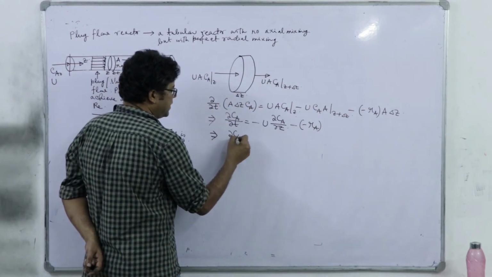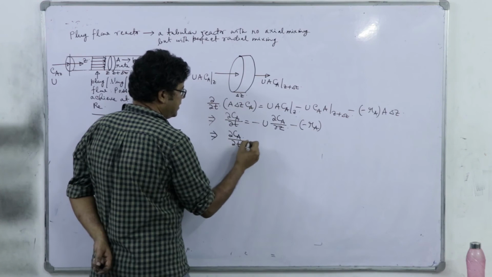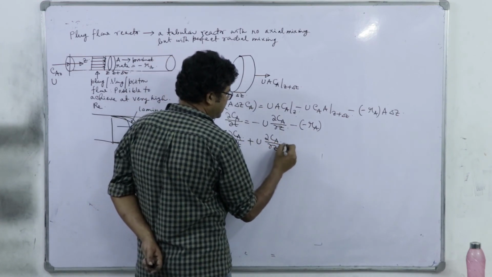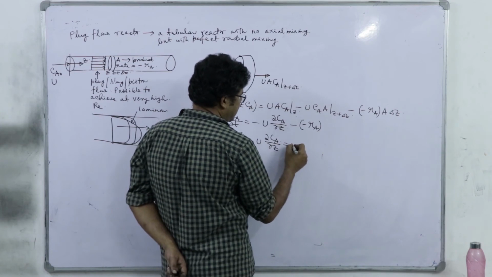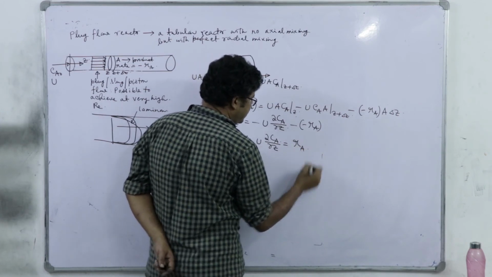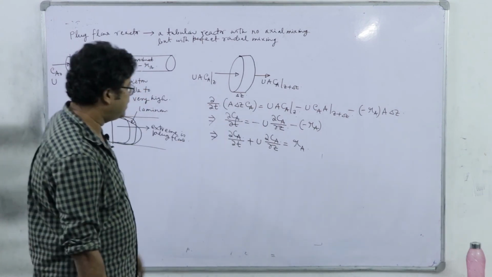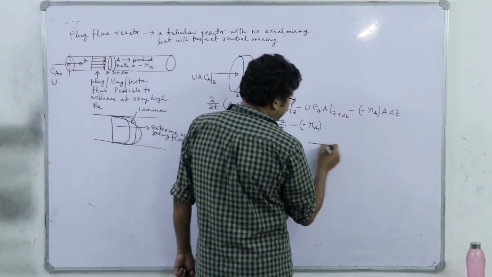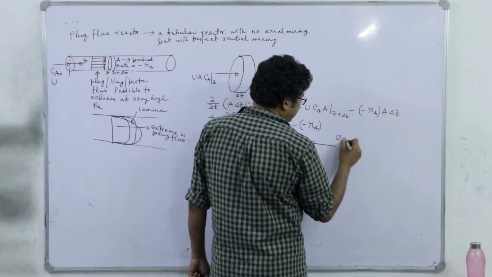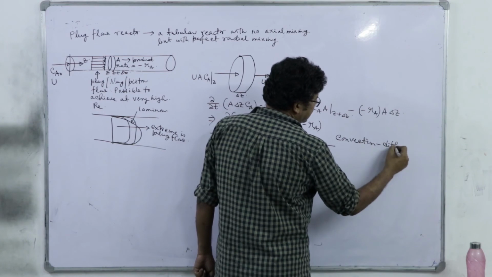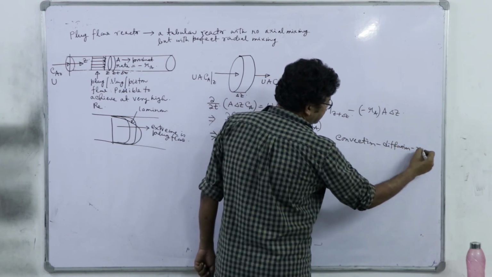So further we can write that del Ca del t plus U into del Ca del Z is equal to Ra, right, that's a negative term. And again you see the same equation we can derive from the convection, diffusion, reaction equation.